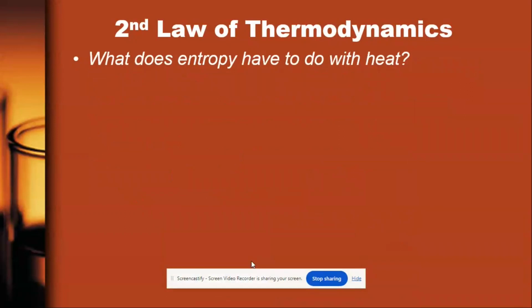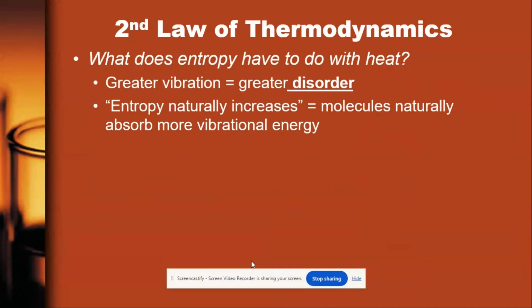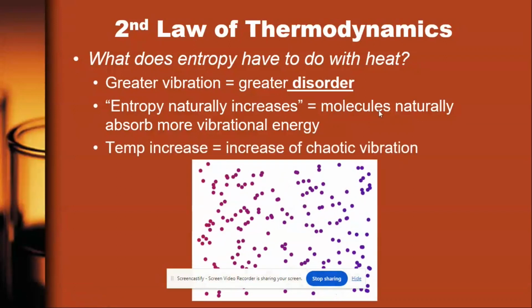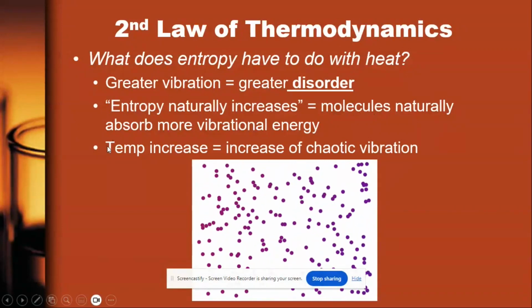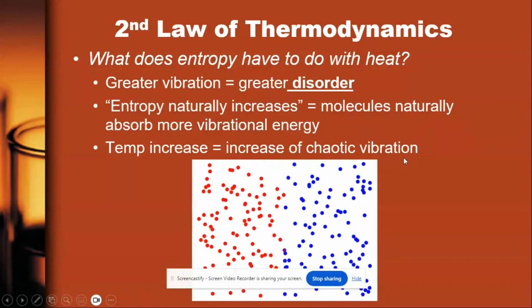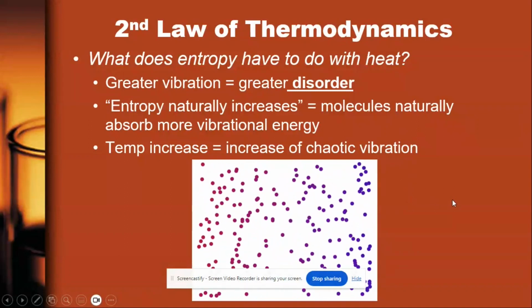So you might be wondering right now, what does this entropy thing have to do with what we were talking about earlier, which is heat? Well, what it has to do with heat is that the greater vibration of particles, we talked about particles vibrating, means they have greater disorder. And so when we say that the entropy of the universe naturally increases, what we're saying about heat is that molecules naturally tend to absorb more vibrational energy so that they vibrate more. In other words, as molecules or objects increase their temperature, it increases the chaotic vibration of their molecules.